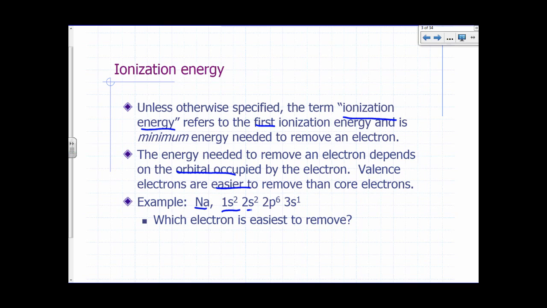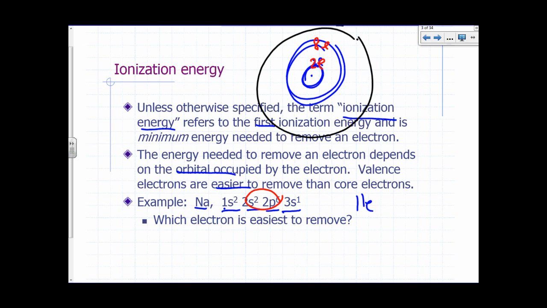Sodium is 1s2, 2s2, 2p6, 3s1. That's the electron configuration, 11 electrons. You have 2 electrons in the core, in the 1s orbital. You have 2 electrons in the 2s and 6 in the 2p, so in the second shell you have 8 electrons. Then you have that final electron, the outermost electron, much further away.